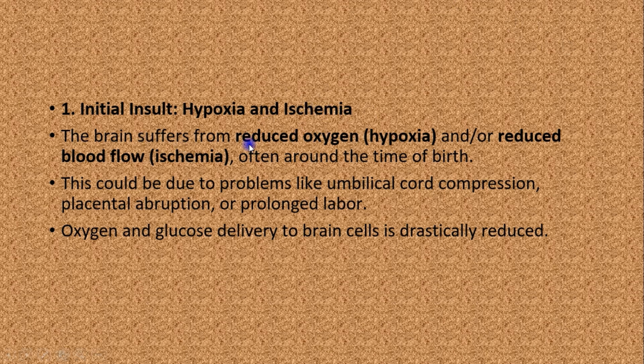The brain suffers from reduced oxygen, that's hypoxia, and/or reduced blood flow, which is ischemia, often around the time of birth. This could be due to problems like umbilical cord compression, placenta abruption, or prolonged labor. Oxygen and glucose delivery to brain cells is drastically reduced.